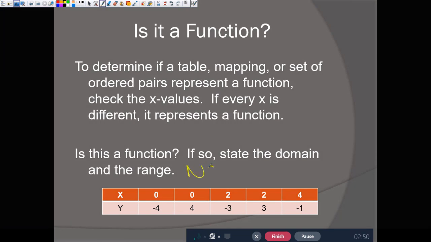So this is no. And it's because the x values 0 and 2 repeat. Okay? So you probably want to write that down here. No, the x values 0 and 2 repeat. So if our x values repeat, then it's not a function.